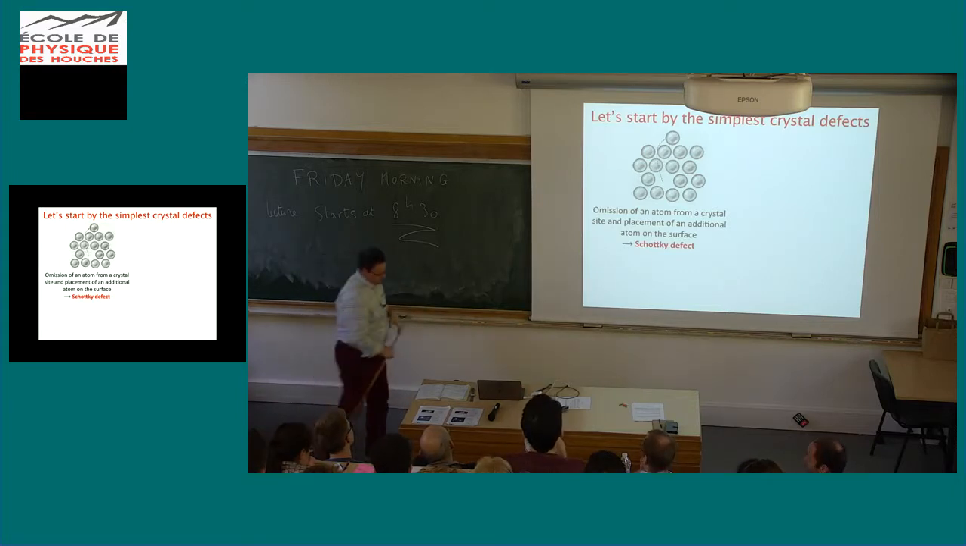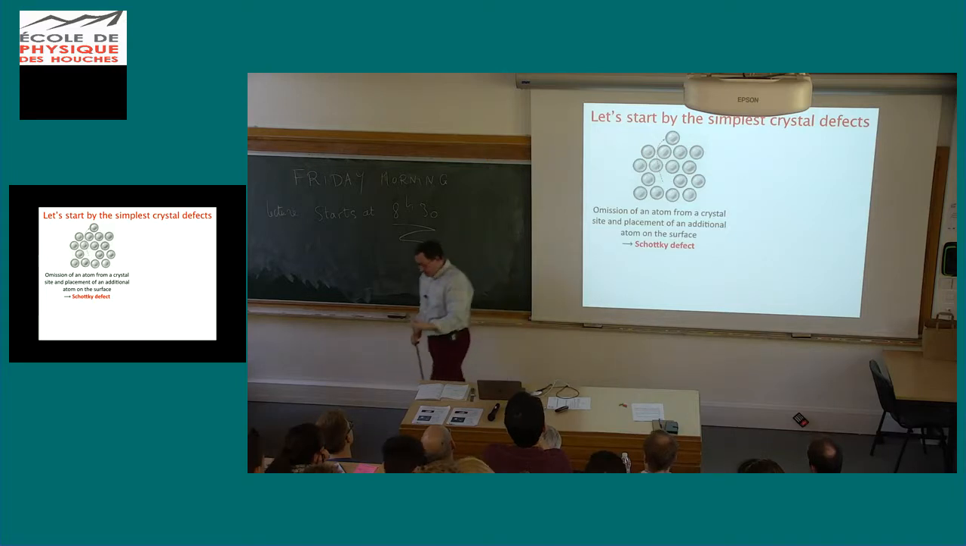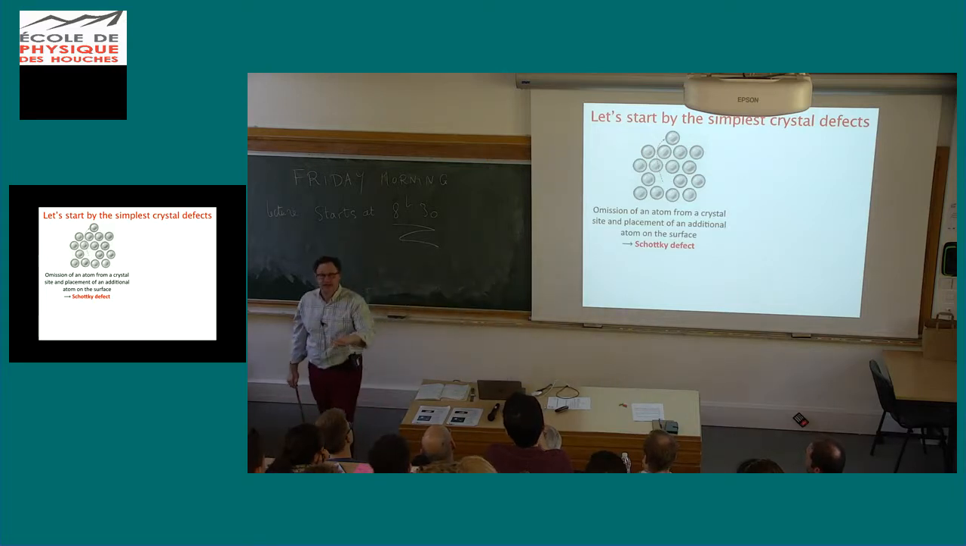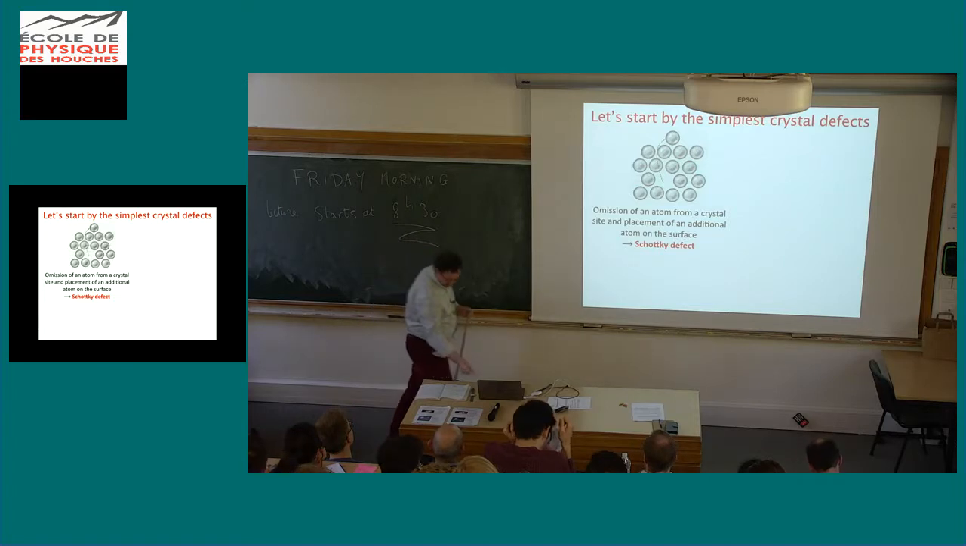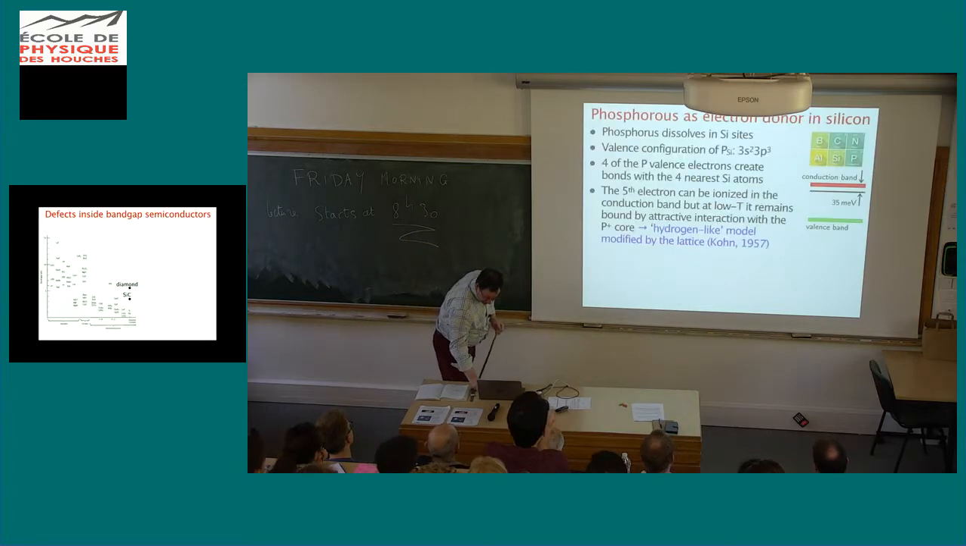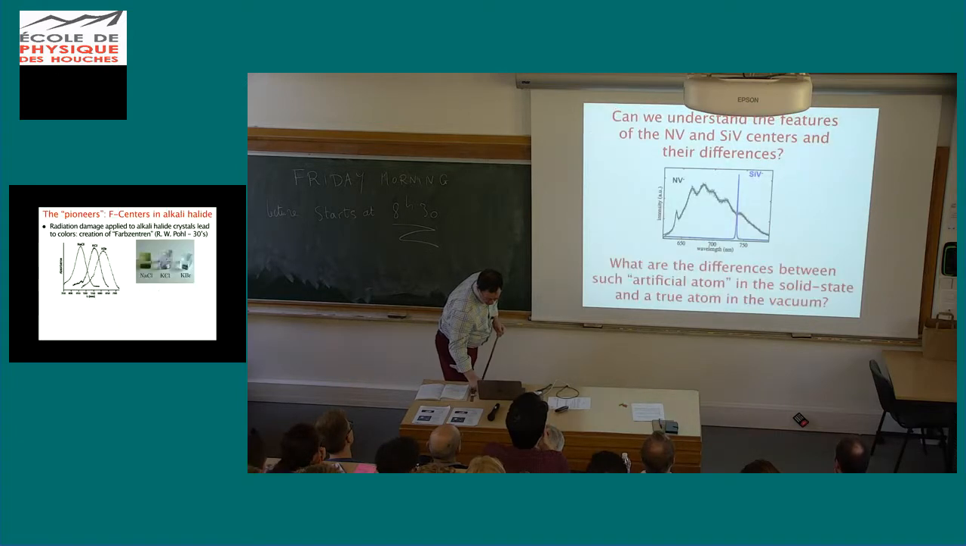So if you start with this idea, you can imagine that you will have single electrons trapped in the vacancy, in a kind of box which is created by the surrounding positive ions. And if you look at that, sorry, it goes in the wrong direction.